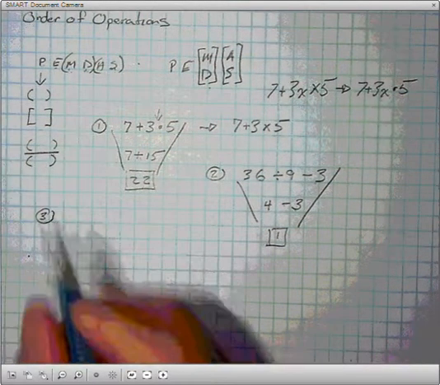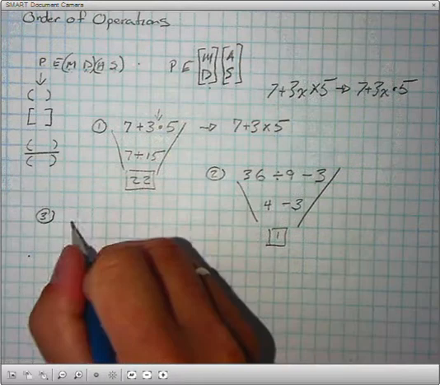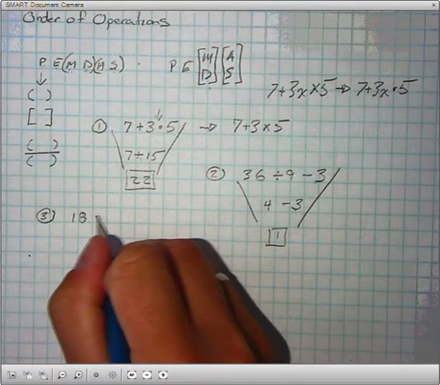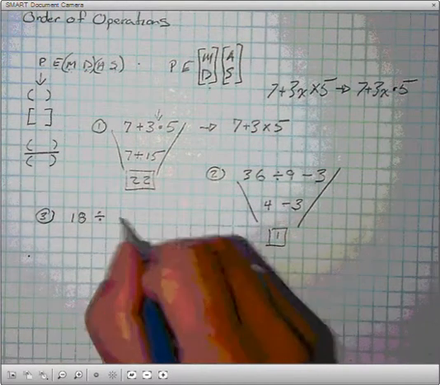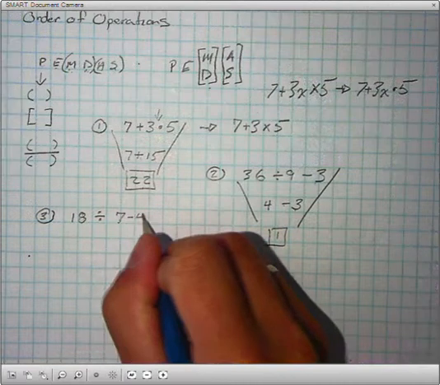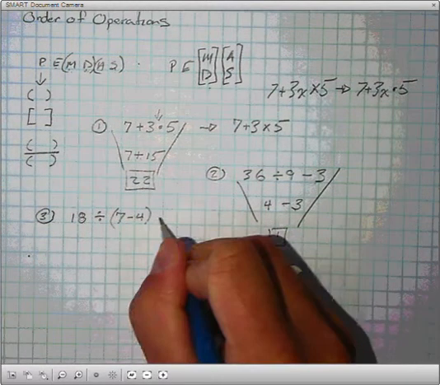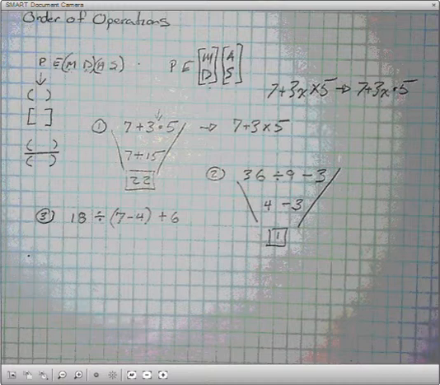Look at another example here. I've got 18 divided by, and then 7 minus 4 in parentheses, plus 6.